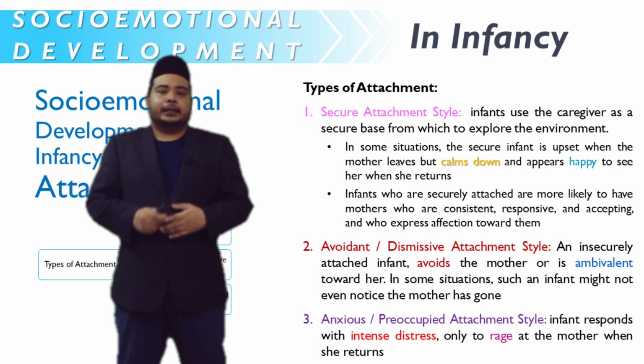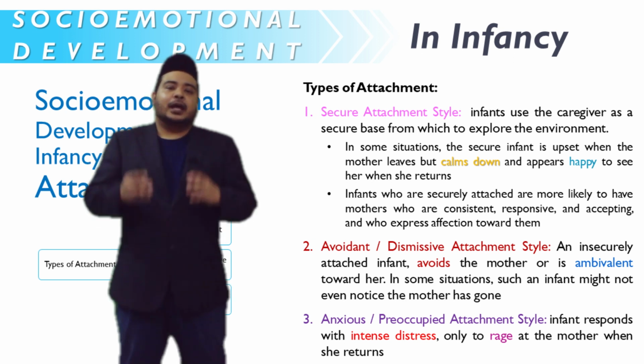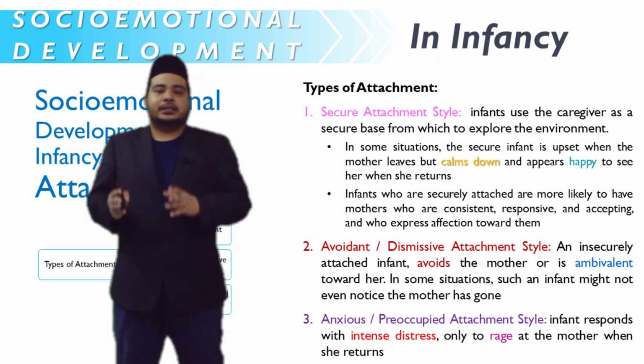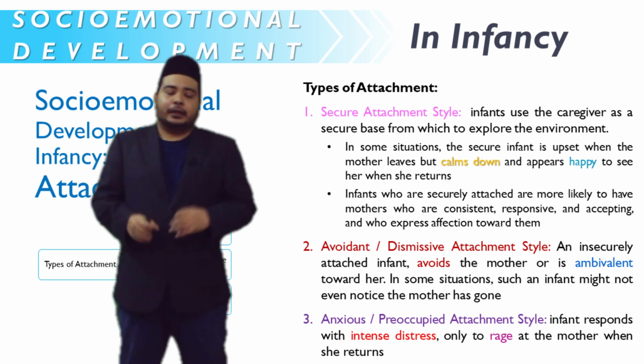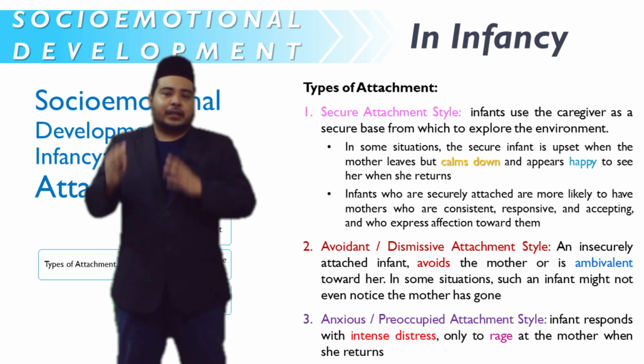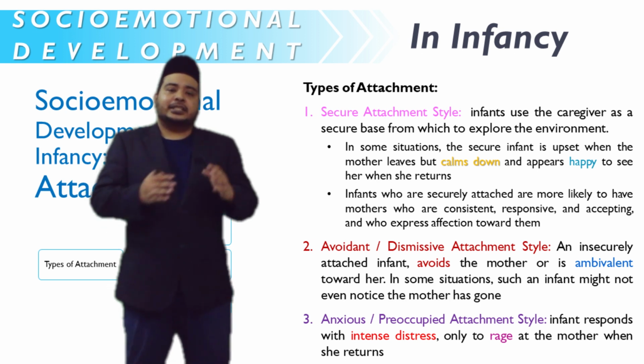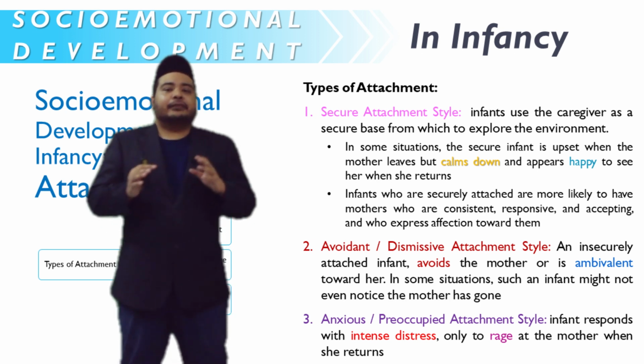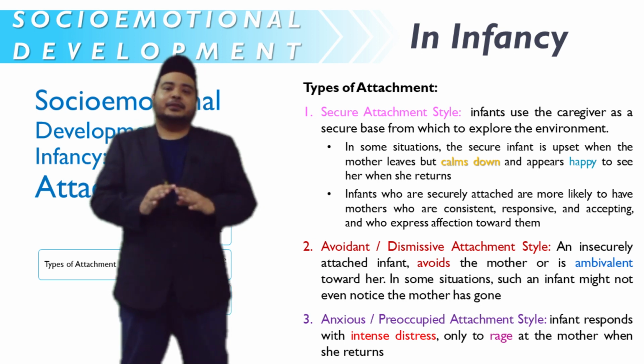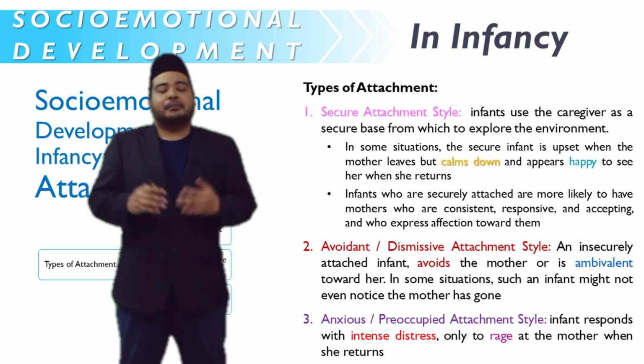On the other hand, you can also observe the avoidant attachment style in infants, also known as the dismissive attachment style. Insecurely attached infants avoid the mother. They don't want to be with the caregiver, the mother, or are ambivalent.